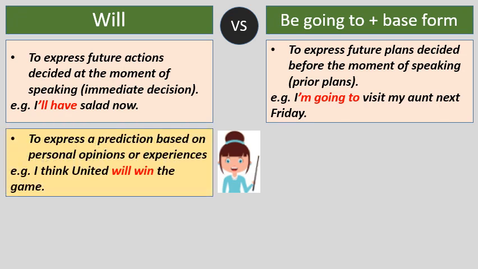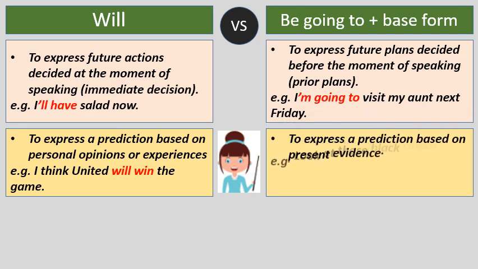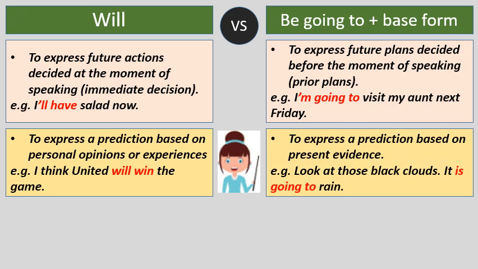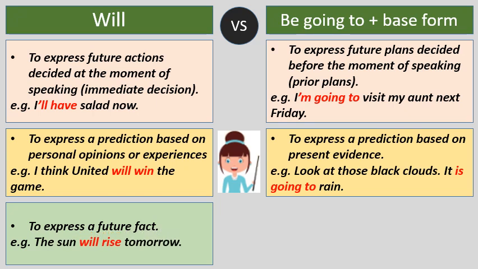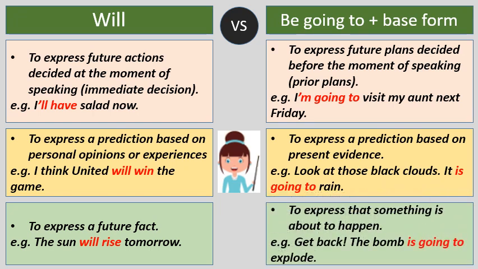Will is used to express prediction based on personal opinions or experiences. For example, I think United will win the game. Be going to is used to express a prediction based on present evidence. For example, look at those black clouds. It is going to rain. Will is used to express a future fact. For example, the sun will rise tomorrow. Be going to is used to express that something is about to happen. For example, get back, the bomb is going to explode.